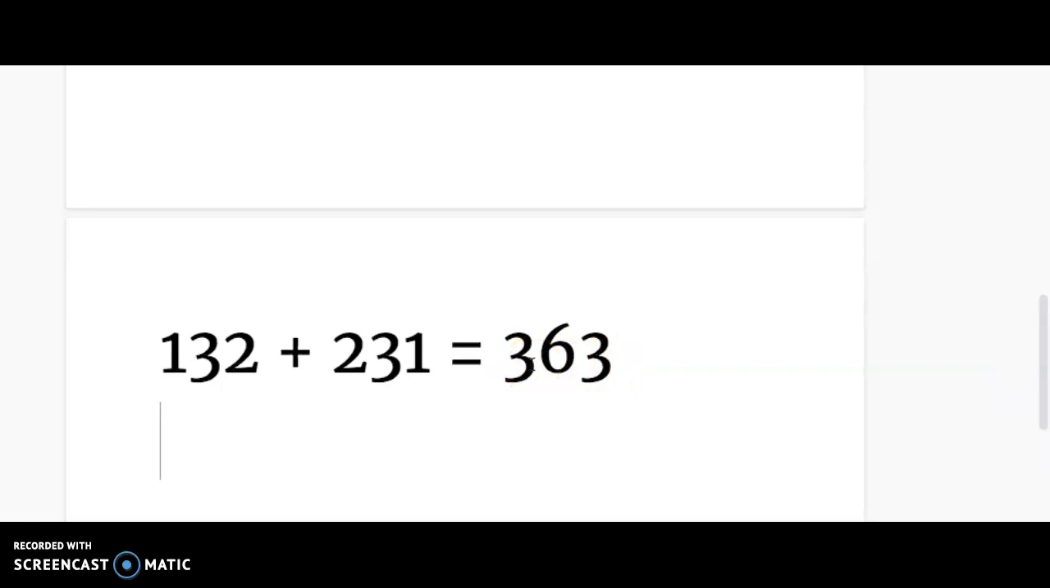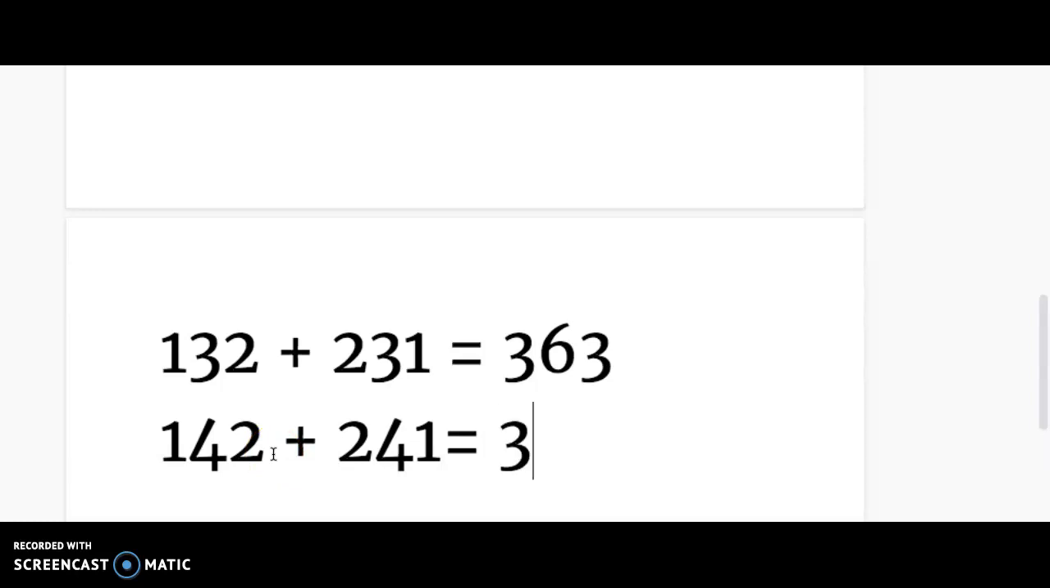All right, let's try another one. Let's try 142. Okay, 142 plus, if we go backwards, it would be 241. What would 142 plus 241 equal? It would be 383. 383 is the same forwards and backwards.